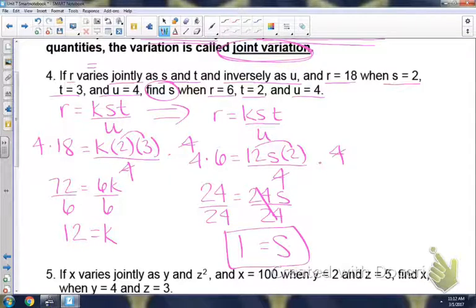You can easily check these by plugging it back in once you've found your k and then whatever variable you're looking for. You can always plug it back into your formula and make sure r equals the k times the s times the t divided by u. So you can always plug it back in and check it.